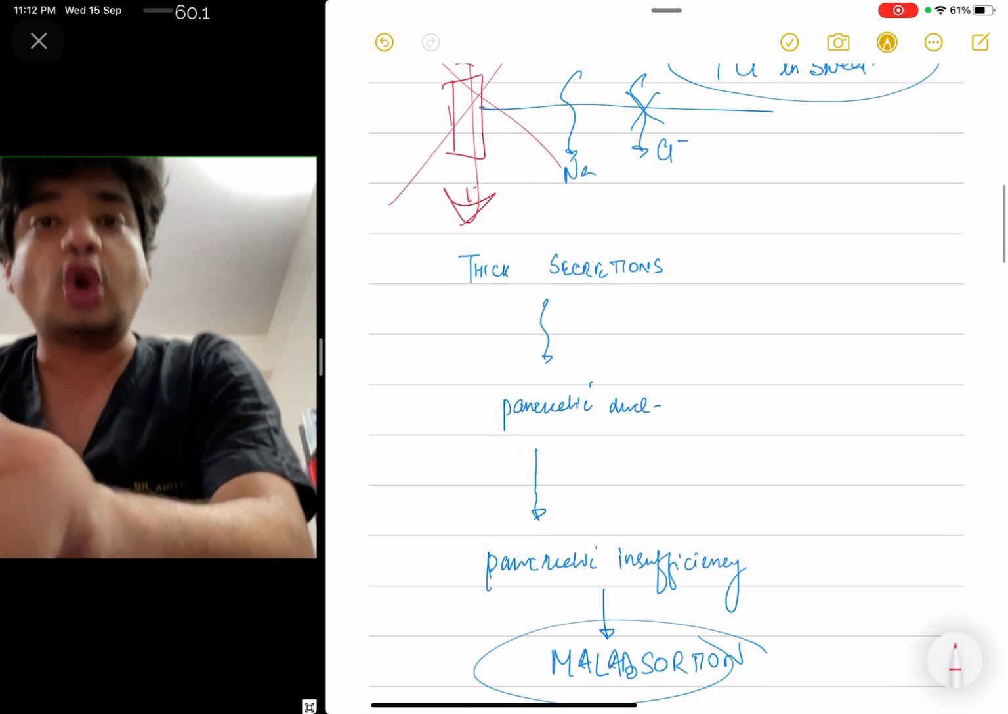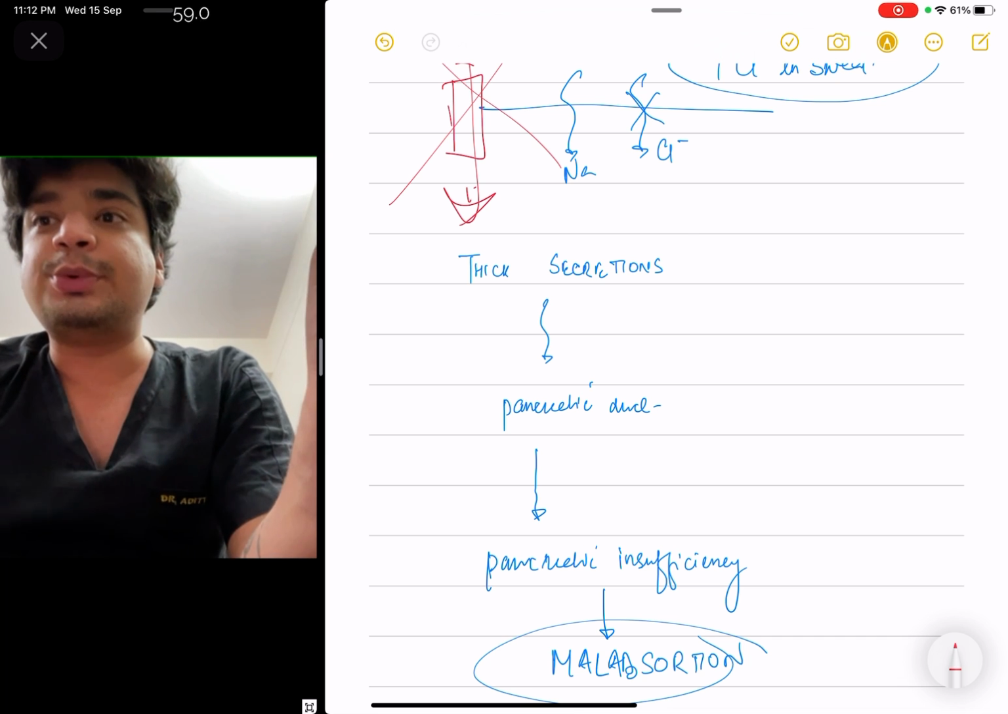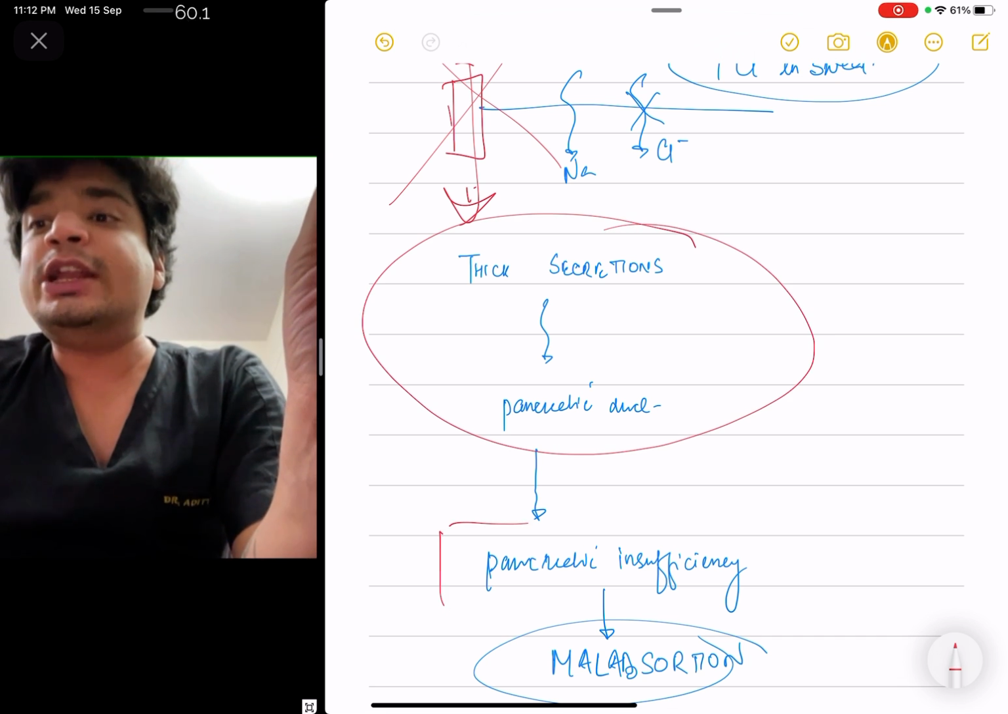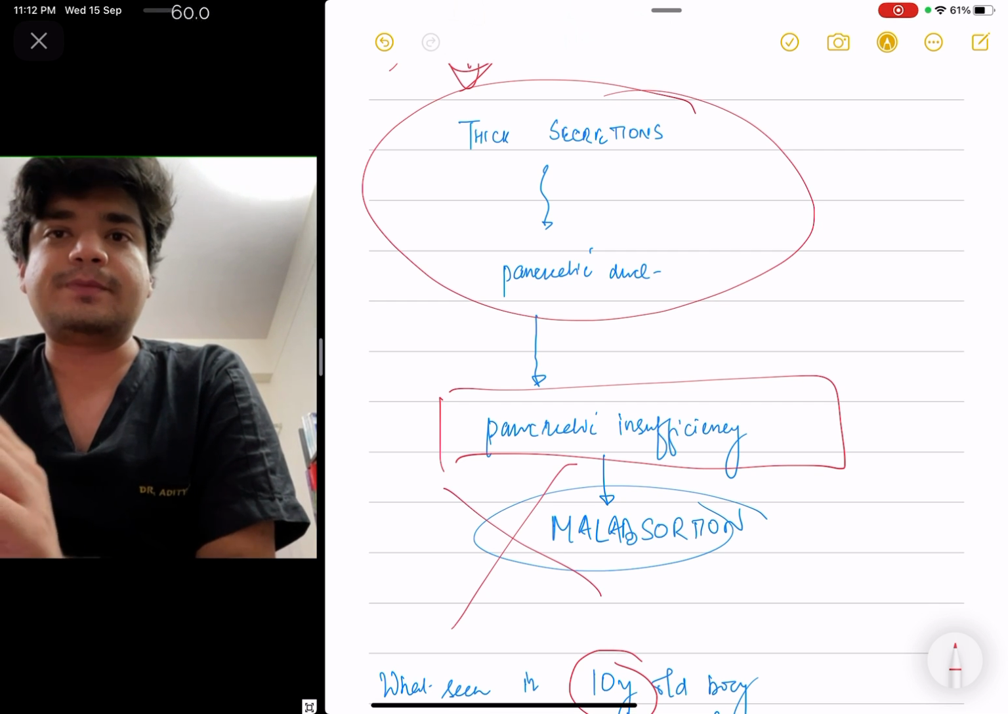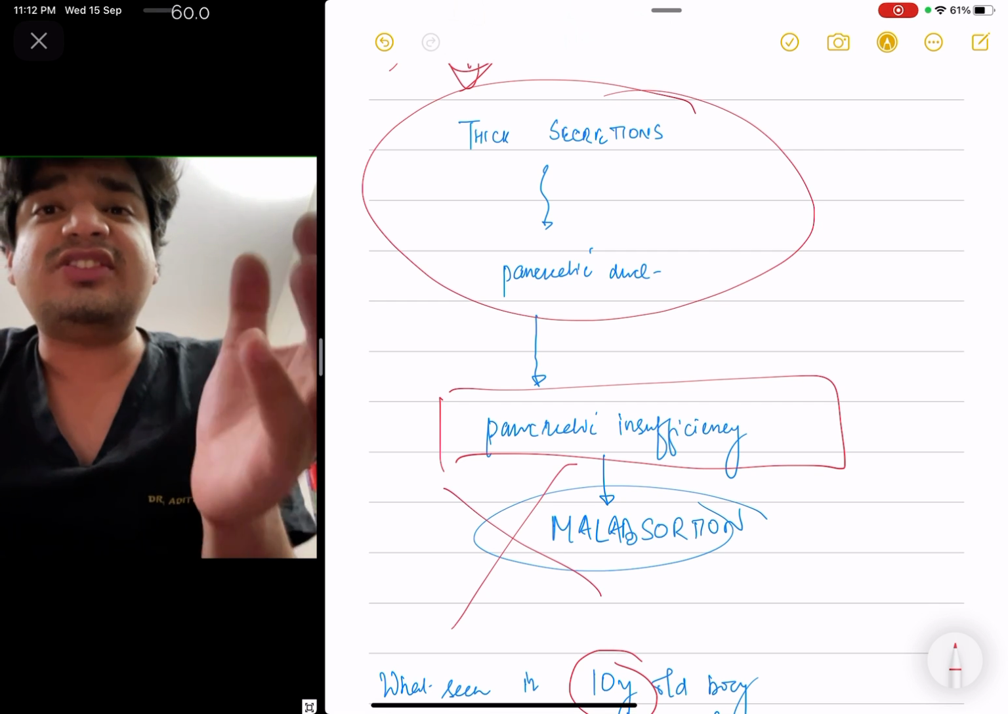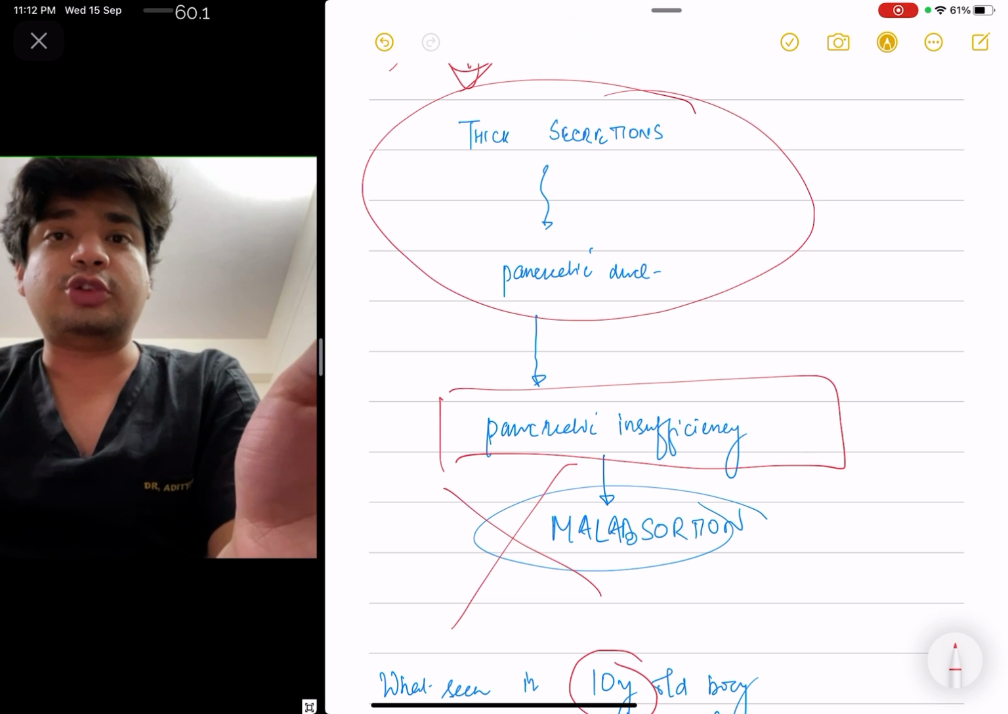The protein loss that is occurring in cystic fibrosis is because of the thick secretion leading to pancreatic enzyme insufficiency. That leads to protein malabsorption. Pancreatic enzyme will not be there, protein will not be digested, that's why protein malabsorption will happen.